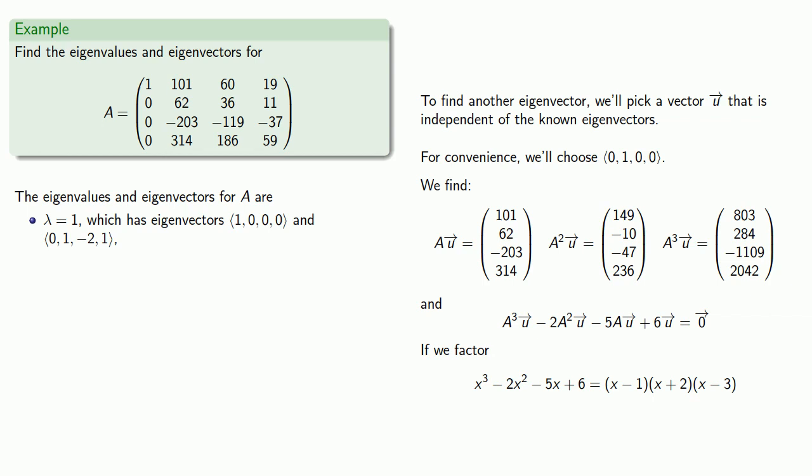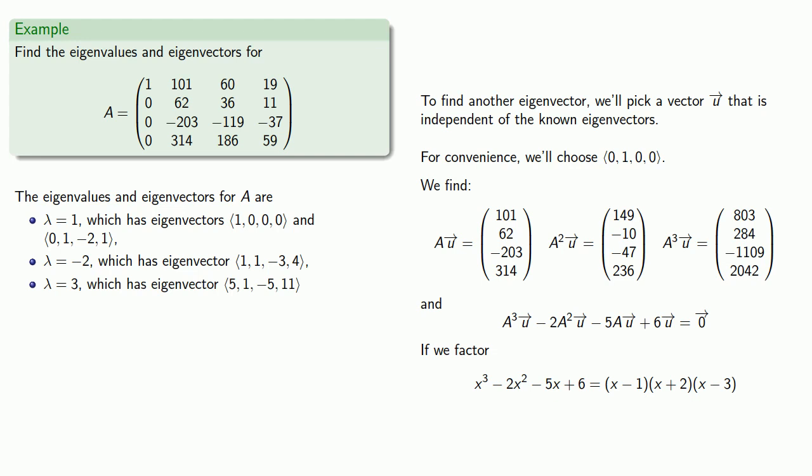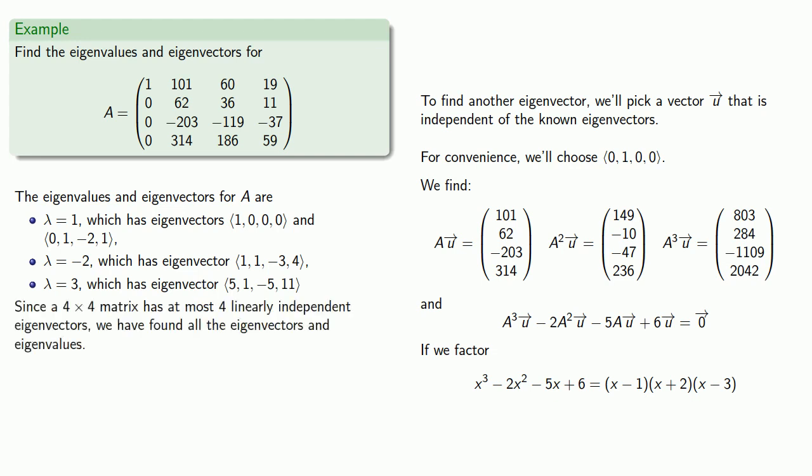And we've already determined the eigenvectors for the eigenvalue 1, so we want to find the eigenvectors for the eigenvalues -2 and 3. So going through that process, we find that lambda equals -2 has eigenvector (1, 1, -3, 4), and lambda equals 3 has eigenvector. And since a 4 by 4 matrix has at most 4 linearly independent eigenvectors, and we've found 1, 2, 3, 4 linearly independent eigenvectors, we've found all of the eigenvectors and all of the eigenvalues.